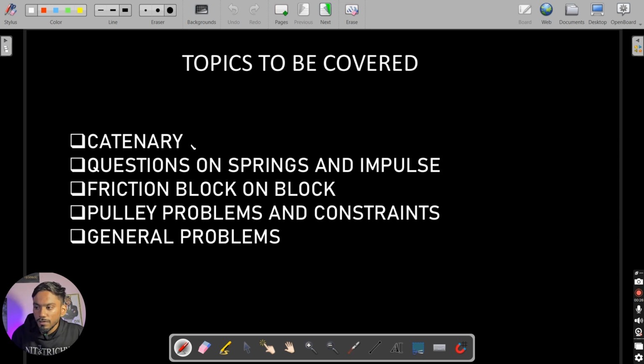The first video is based on catenary, the second video is based on questions on springs and impulse, the third video is based on friction and block on block problems, and then the fourth and fifth videos, we are going to have 4 or 5 videos based on the content. There are going to be pulley problems and constraints and general problems. If you see all these 5 videos, I can assure that your Newton's laws of motion for JEE Advanced is done. I'm going to bring the best content possible with the best questions in the upcoming videos.